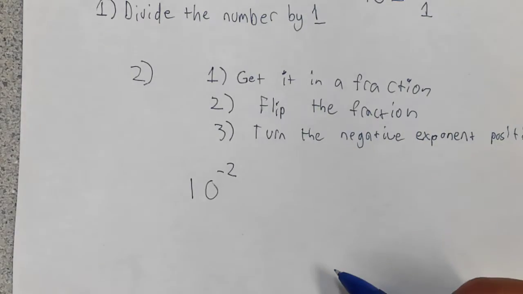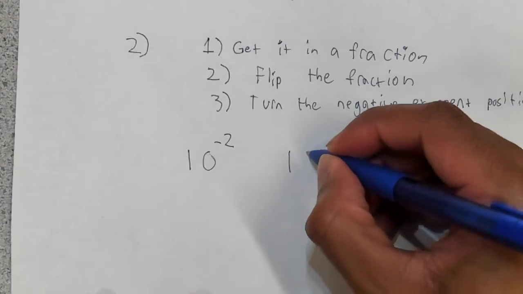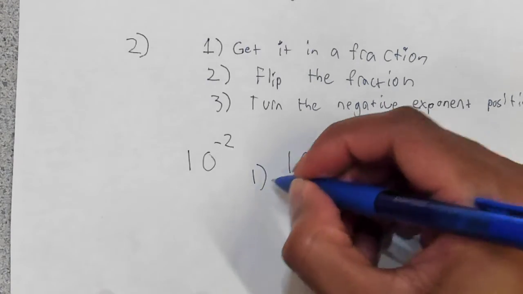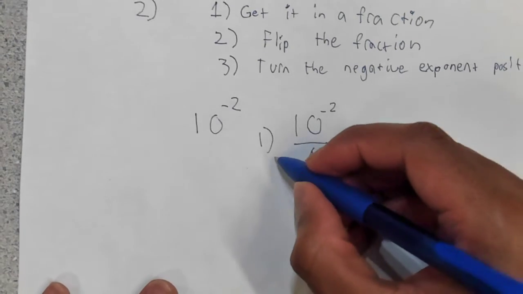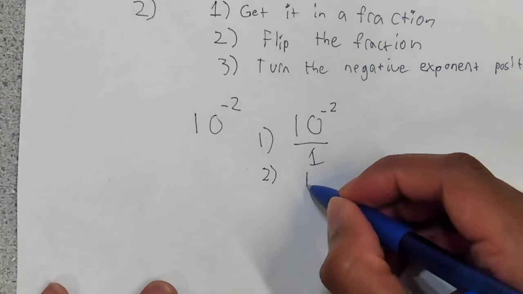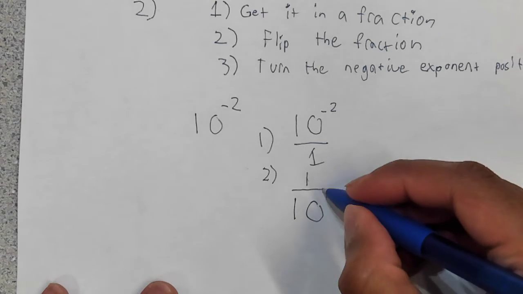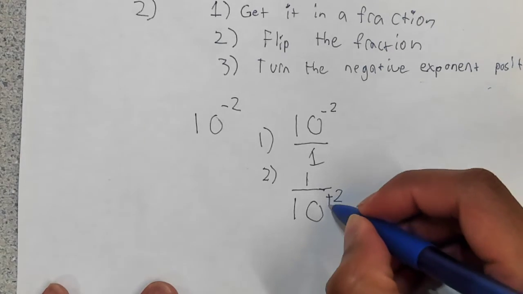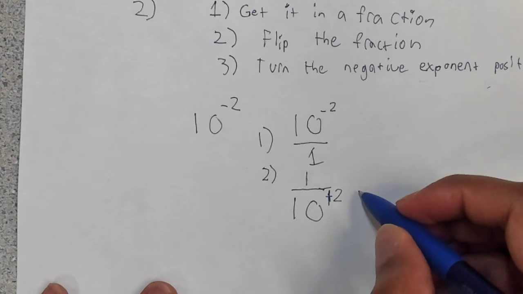Step 1 was to get it into a fraction. Based on what I just demonstrated, you know that that is just 10 to the negative 2 divided by 1. So that's our step 1. Step 2, flip the fraction. Flip it over, so it's now 1 over 10 to the negative 2. Oh, but wait, step 3 is turn the negative positive. So when you flip it, it becomes positive 2. And that's easy.